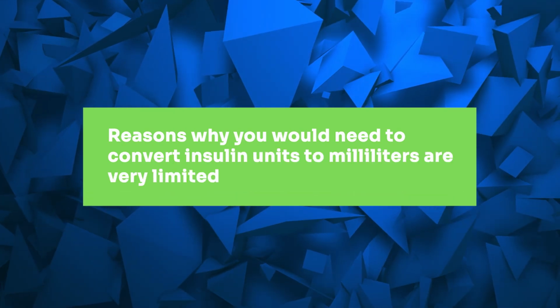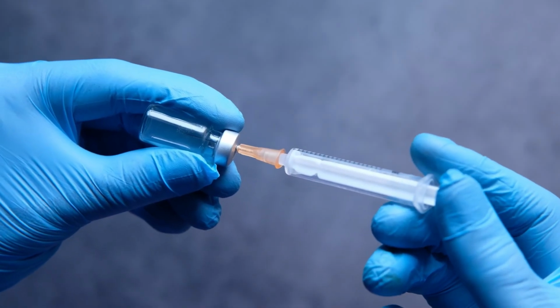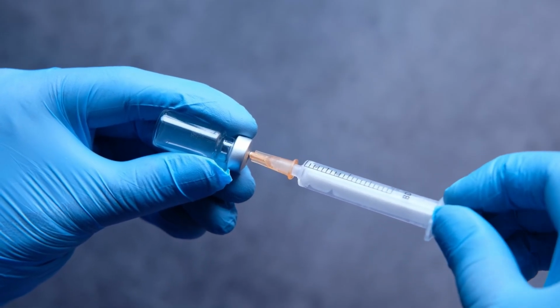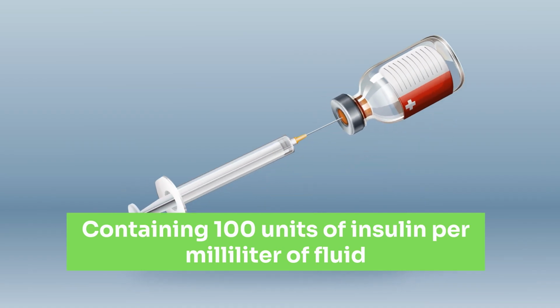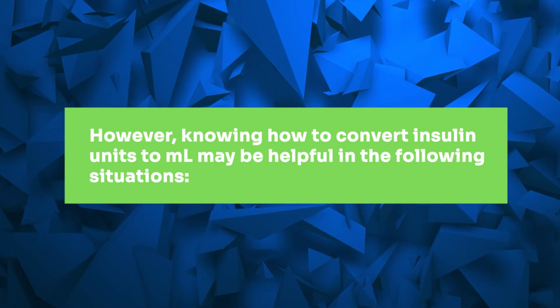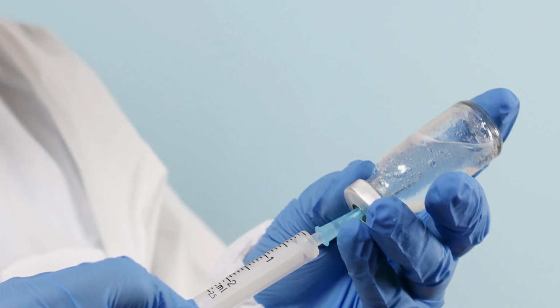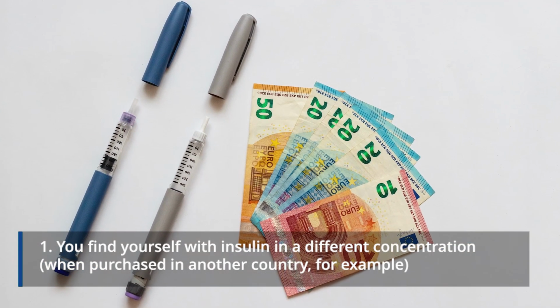Reasons why you need to convert insulin units to milliliters are very limited. First, because of the standardization of insulin strength, almost all human insulins are now U100, containing 100 units of insulin per milliliter of fluid. However, knowing how to convert insulin units to milliliters may be helpful in the following situations. You find yourself with insulin in a different concentration when purchased in another country, for example.